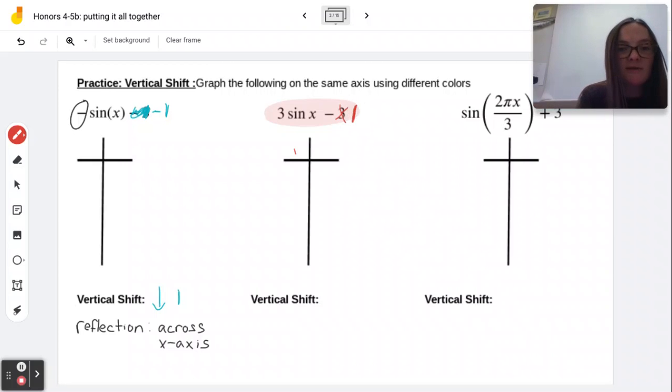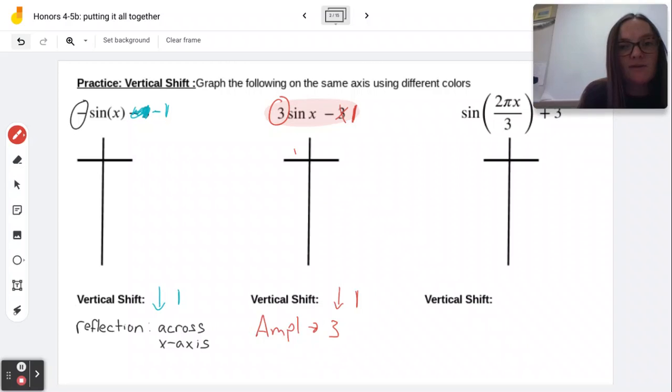So notice here how this graph is almost the exact same as the last graph, but it's not negative and it has an amplitude of 3. So first thing we're going to write down is amplitude, and we know it has a vertical shift of down 1. So we're going to say we have a vertical shift down 1 and we have an amplitude. And we know the amplitude is 3 because 3 is out front of sine of x.